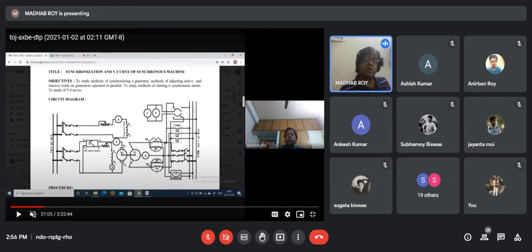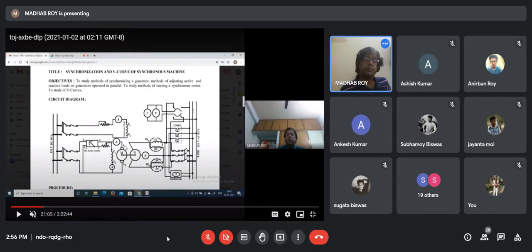Now suppose this is the bus bar. You have to parallel the generator with the bus bar, the infinite bus. So now, if the frequency of the generator is to be increased, then this motor should have a higher speed. So you have to increase the speed. So how to increase the speed of the shunt motor?